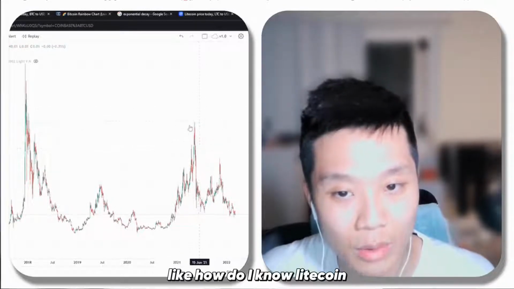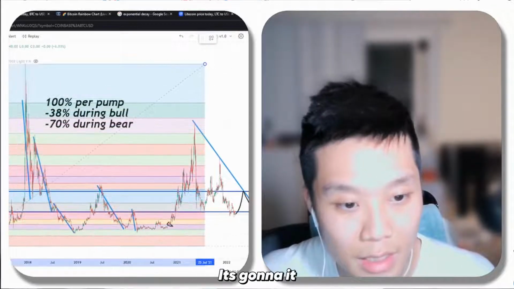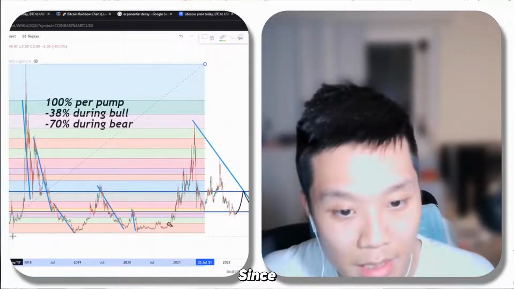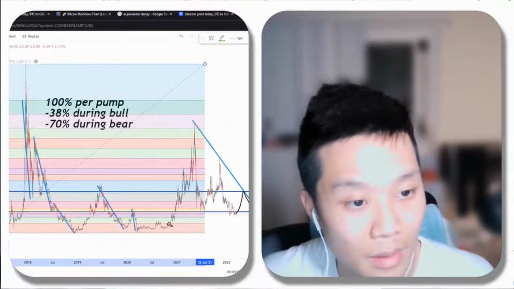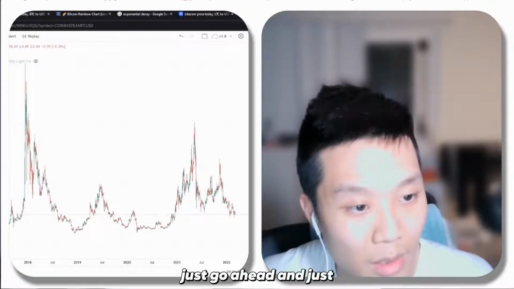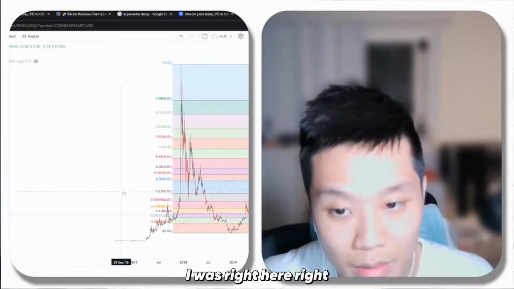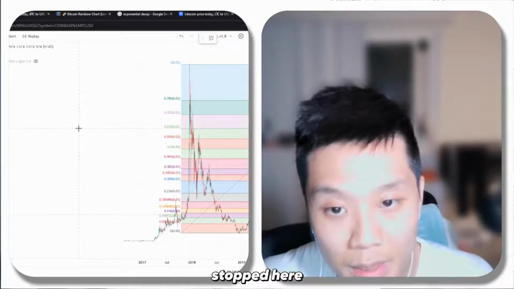One of the questions is, how do I know Litecoin was going to stop here? If you understand Fibonacci, then you will understand that it was going to be 0.618. So you would have known where Litecoin was going to stop since December of 2018, essentially. If I go ahead and hide all the drawings, sorry, I'm just going to delete everything for the time being. If I just drew from top to bottom, and I was right here, then I knew at some point in time Litecoin was going to get stopped here. Do you get what I'm trying to get at?